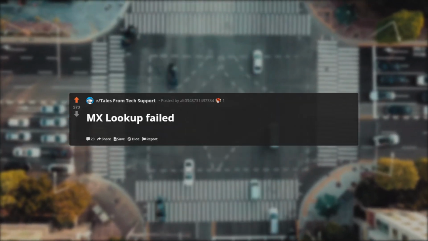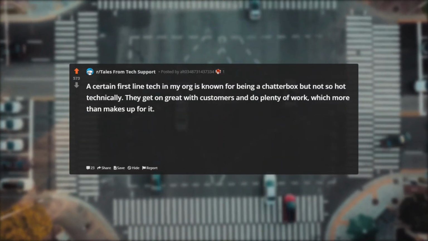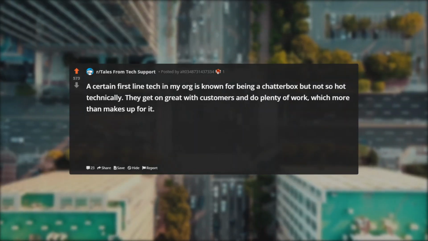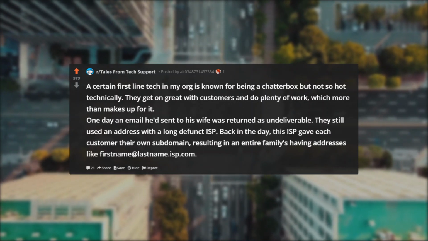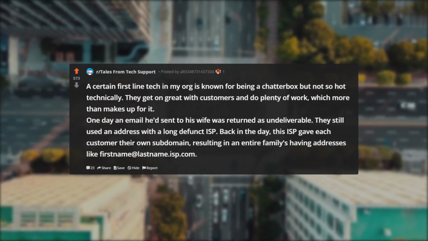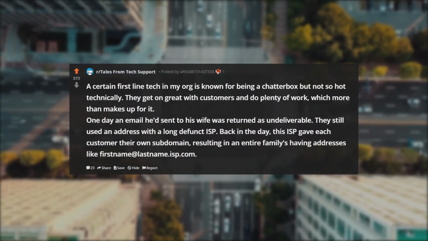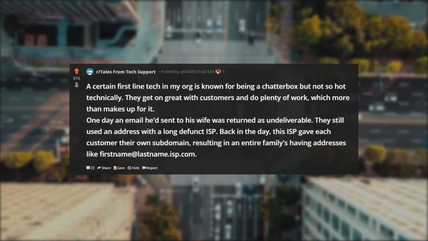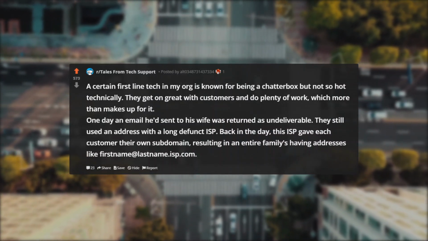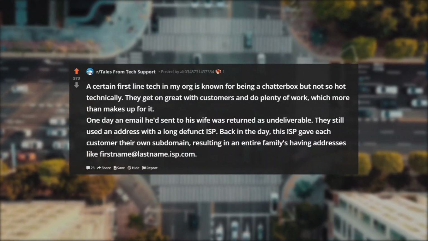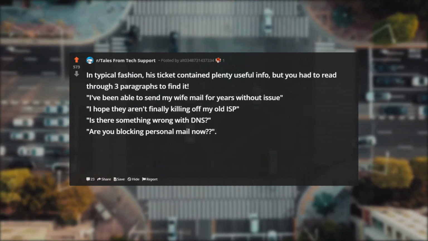MX lookup failed. A certain first-line tech in my org is known for being a chatterbox, but not so hot technically. They get on great with customers and do plenty of work, which more than makes up for it. One day an email he'd sent to his wife was returned as undeliverable. They still used an address with a long-defunct ISP. Back in the day, this ISP gave each customer their own subdomain, resulting in entire families having addresses like firstname@lastname.isp.com. In typical fashion, his ticket contained plenty of useful info, but you had to read through 3 paragraphs to find it.